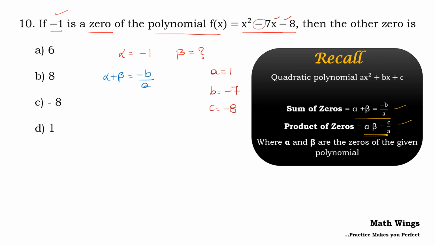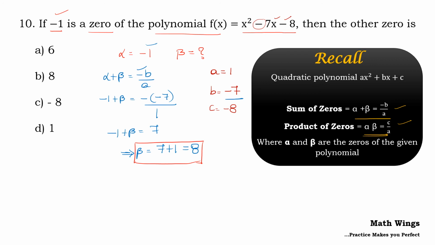Okay, so let us simplify this problem. Alpha plus beta is equal to minus b by a. So we have the alpha value as minus 1. So minus 1 plus beta, that is equal to minus of minus 7. Why is it so? Because we have the negative sign in the formula as well as we have the b value negative 7. Therefore, it is minus into minus 7 divided by 1, that is equal to, minus into minus is plus. So we will get minus 1 plus beta, that is equal to 7. This implies beta is equal to 7 plus 1, that is equal to 8. So we got another 0 as 8 by using the sum of zeros, alpha plus beta, that is equal to minus b by a.